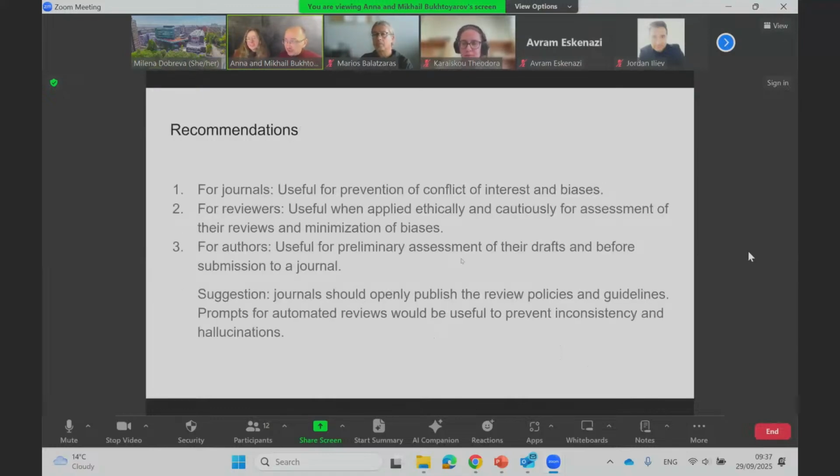So our recommendation to the journals and to reviewers: if your policies allow using models for the revision process, they can be a valuable source of information, a valuable assistance, but only when results are compared from different models. One model is not enough.